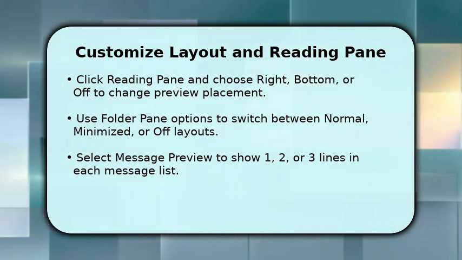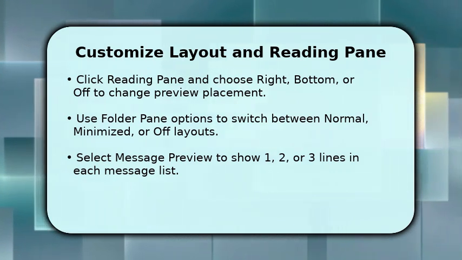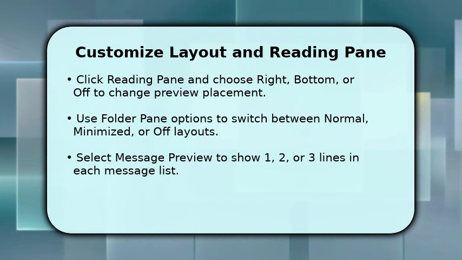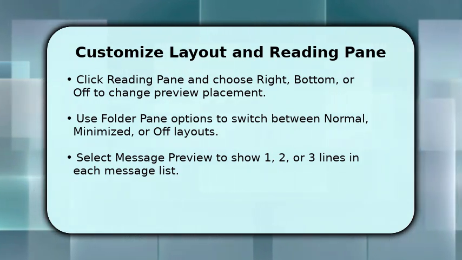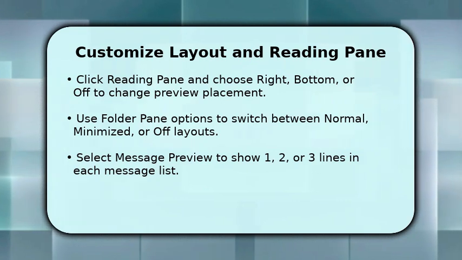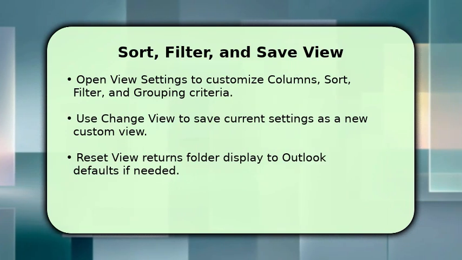Adjust To-Do bar and People pane visibility from the same View tab for a decluttered workspace. Apply compact or single-line layout options under View settings to change spacing and density in the message list. Open View settings to customize columns, sort, filter, and grouping criteria.